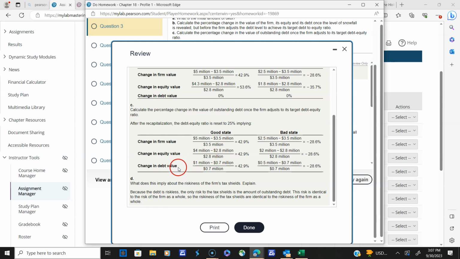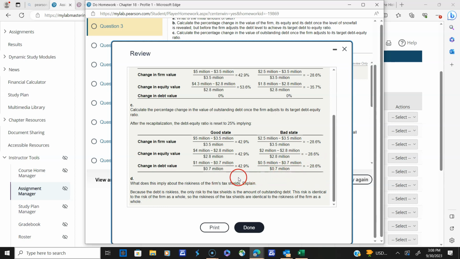And now the change in the debt level. So after the recap, the debt to equity ratio was reset to 25%. All right. So the change in the debt value is 1 million minus 0.7 million over 0.7 million. And you notice this is the same, right? 25%. Look, 1 million debt to equity, 25%. And here it's 0.5 million minus 0.7 million over 0.7 million in a bad state. All right. And again, this is 25%, right? So this is still minus 28.6%.